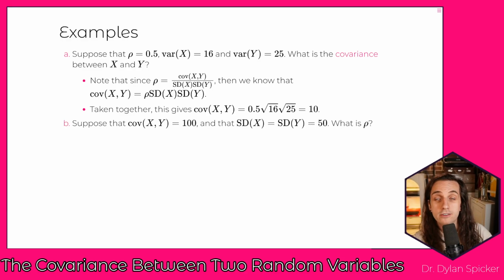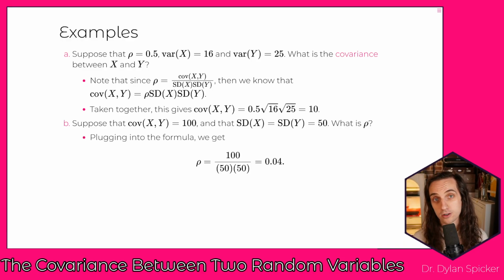Now, suppose that we have a covariance of 100. Standard deviations both are 50. What is going to be the value of the correlation? Well, again, our correlation is the covariance divided by the product of the two standard deviations. And so in this case, that's 100 divided by 50 times 50. Right? And so if we actually work that out, we get a correlation of 0.04.